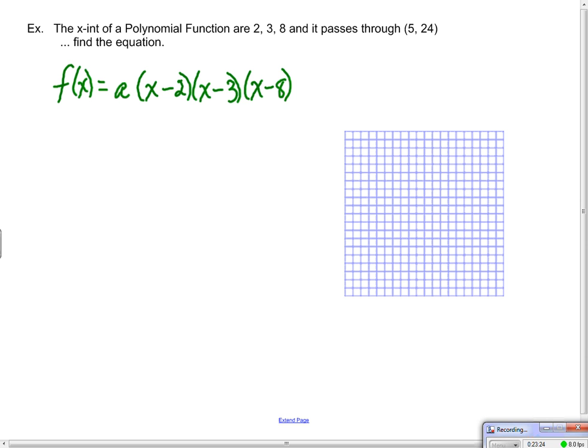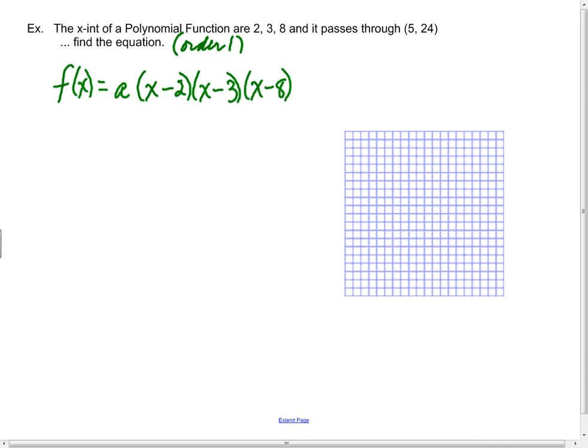I realized as I was doing this, I gave you a missing piece of information. Specifically, these x-intercepts are all of order 1. Or I could have told you it was a cubic, but while I was thinking about it, I thought, oh, I didn't tell them if there's any bounces or passes through. These are all of order 1, so it is a cubic, and the function will pass through each one of these x-intercepts.